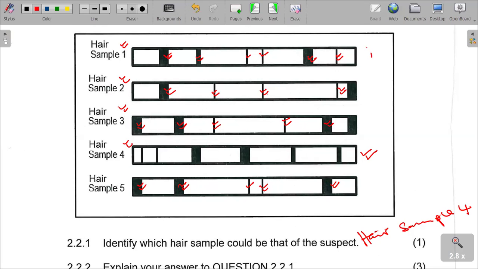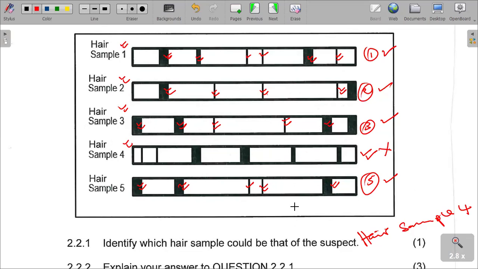We can conclusively say that these 1, 2, 3, and 5 are the four people who are staying together. They are staying together. This one is different, hence number 4 is our prime suspect.